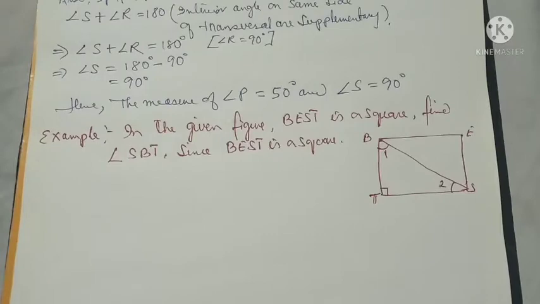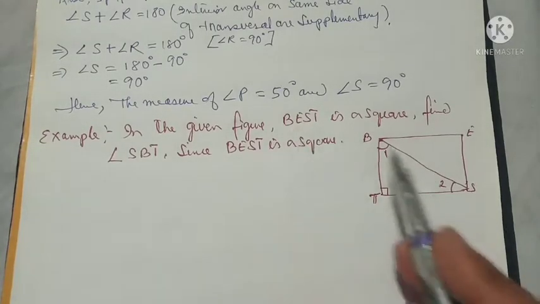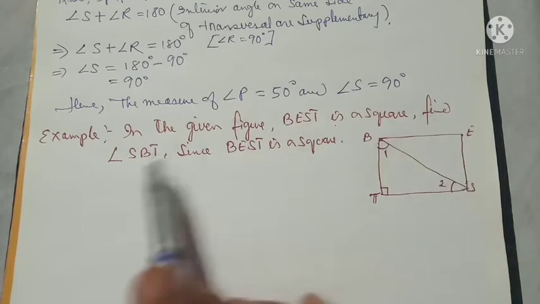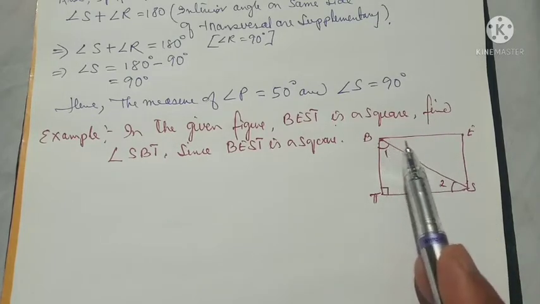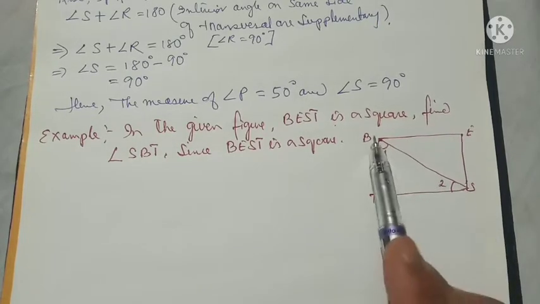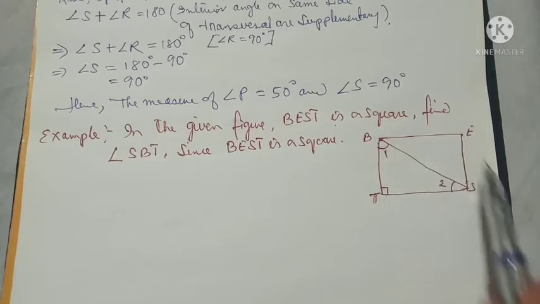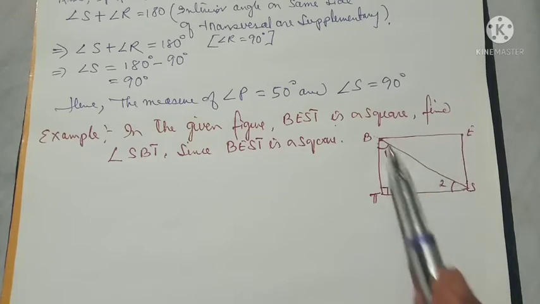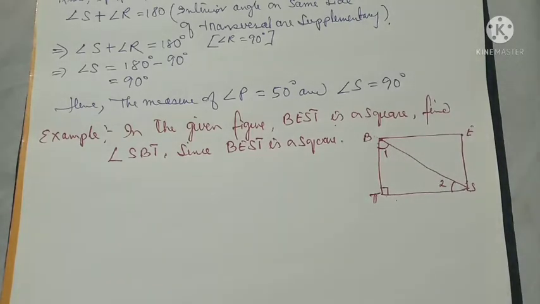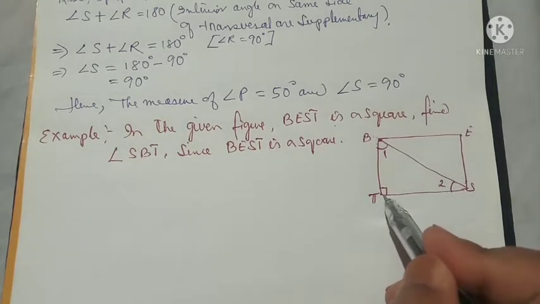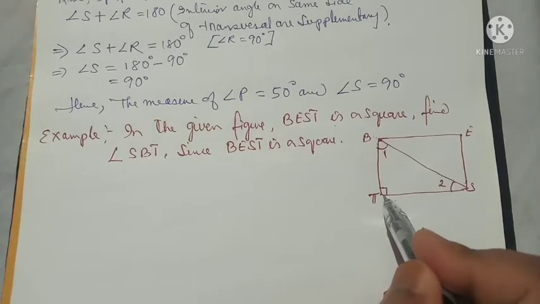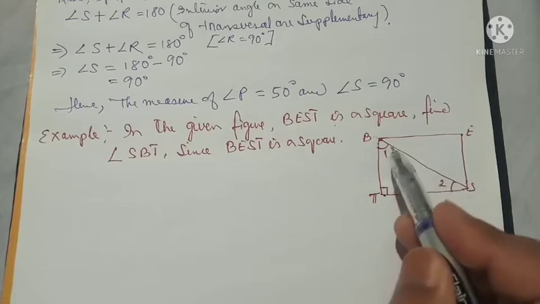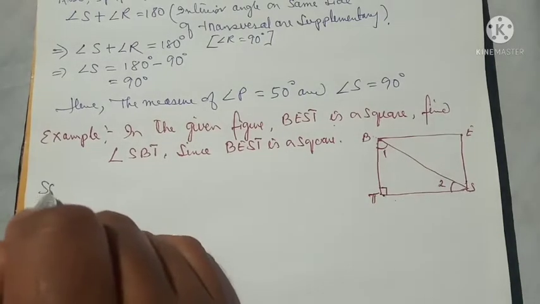Next question. In this figure, BEST is a square. This is a figure of a square. Find angle SBT. Since BEST is a square, we have to find out this angle SBT. This angle T is 90 degree. Okay, so we have to find out the angle SBT. Let's see in the solution.